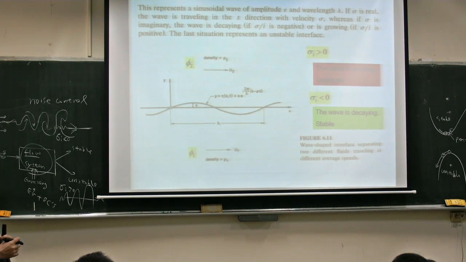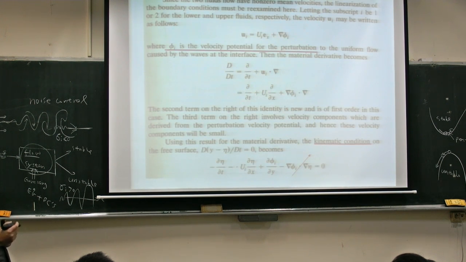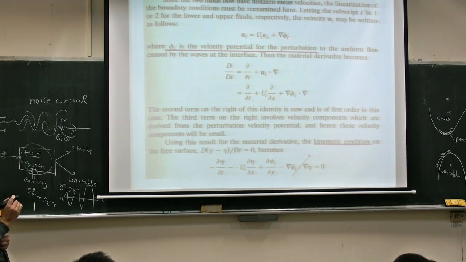To describe this flow system, we introduce a very special form of velocity potential. Here we introduce our U is equal to this, as I mentioned before. However, this velocity potential is different from our previous velocity potential, right? Our previous velocity potential was U is equal to gradient phi only.